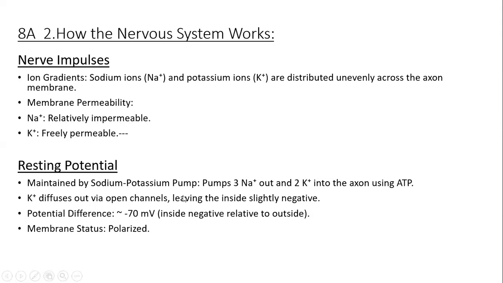Okay, so then what is this resting potential? We have talked about resting potential when the nerve impulse is not transmitting. It is at the resting stage. That is the resting potential. It is minus 70, which we found out using the experiment. It is maintained by the sodium potassium pump, which pumps 3 sodium ions out and 2 potassium ions into the axon using ATP. Potassium diffuses out via the open channels, leaving the inside slightly negative. So the potential difference comes like this: inside negative relative to the outside. The membrane status is polarized.